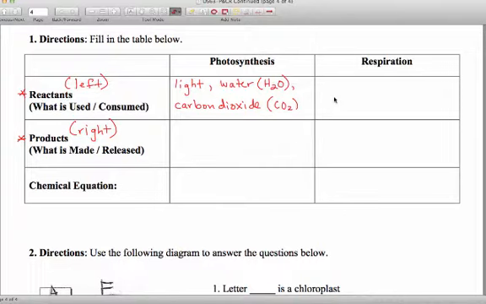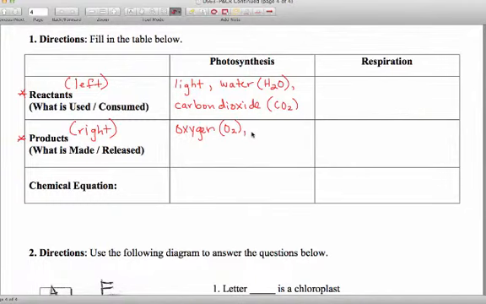Now let's drop down and look at our products. The products are what is being made, or what we get out, or what's being released from the chemical reaction. So if we feed into a photosynthetic organism light, water, and carbon dioxide, we're going to get out a number of different things. One of them is a byproduct. The byproduct is a gas that the plant doesn't need, and the gas is oxygen. And the chemical formula for oxygen is O2.